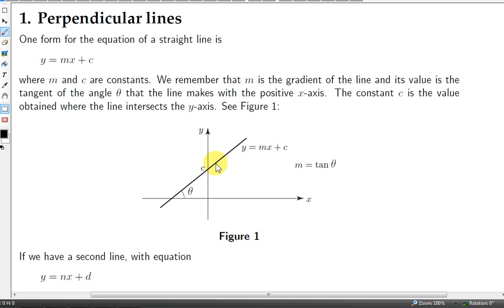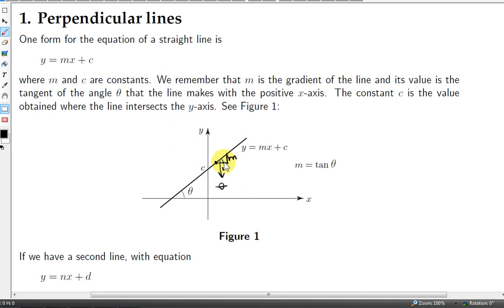Now m is the slope of the line. That means if we pick any point on the line, say this point here, and increase x by 1, so we move one step horizontally to the right, then the distance up or down we go is m. For this particular line, m is positive, so the slope is positive. If m was negative, we would be going down a certain distance and the line would be going in this direction.